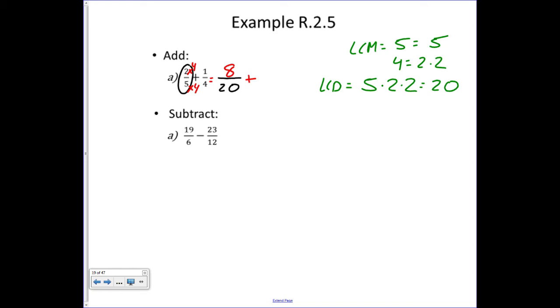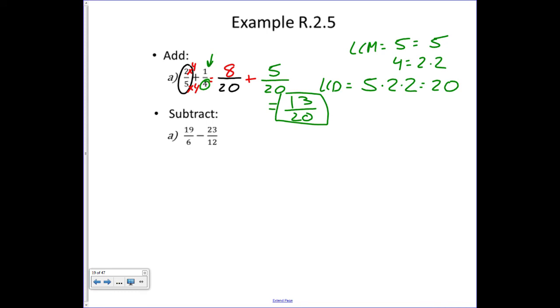We can now do a similar thing with 1/4. If we want to write 1/4 as something over 20, well, 4 times 5 is 20. If we multiply the bottom by 5, we've got to multiply the top by 5. That's 5 times 1, which is just 5. Now that they have the same denominator, we can add the numerators and keep the denominator. And so the sum is just 13 over 20.